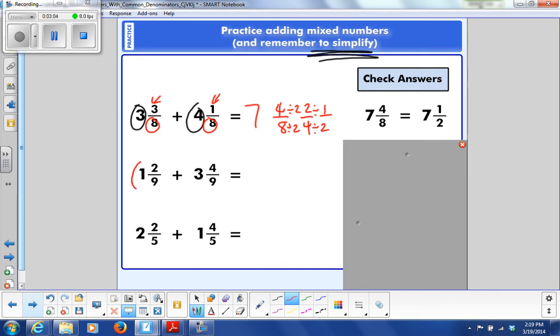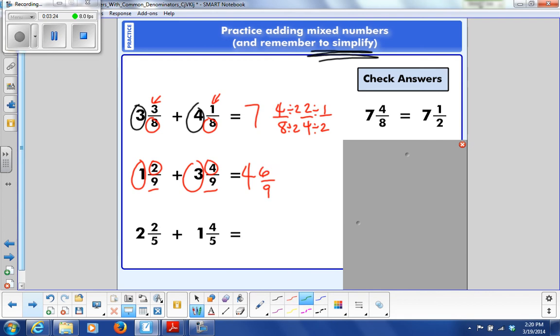Alright, so this whole number is 1, this whole number is 3. 3 plus 1 is 4, good. I have the same common denominator here, so I'm just going to add 2 plus 4. 2 plus 4 is 6. Okay, I have 4 and 6/9.